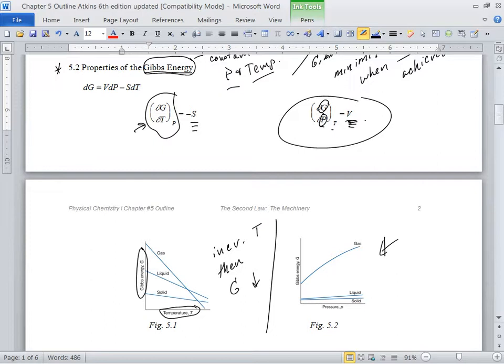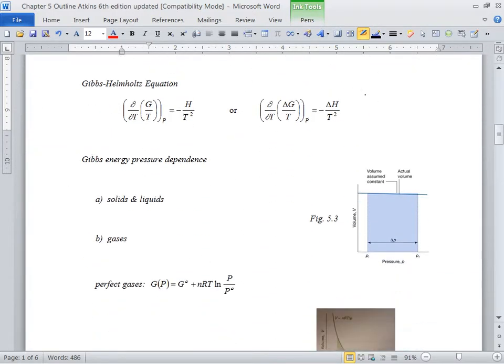So as you crank up the pressure, the Gibbs energy looks like it's going up, right? Okay. Gibbs Helmholtz equation, is that where we're at? Yeah, I thought this was kind of weird.